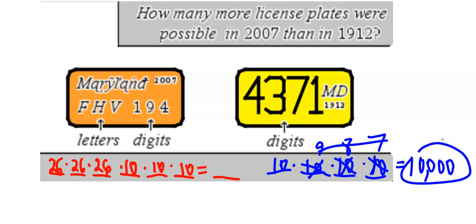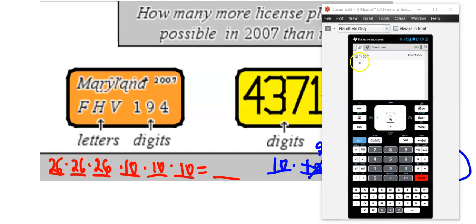And then just get your calculator out and type in 26 to the third power, 26 times 26 times 26 times 10 times 10 times 10. It's this huge number here. What is that? 175,760,000. So it looks like about 17 million. I guess we would subtract 10,000.